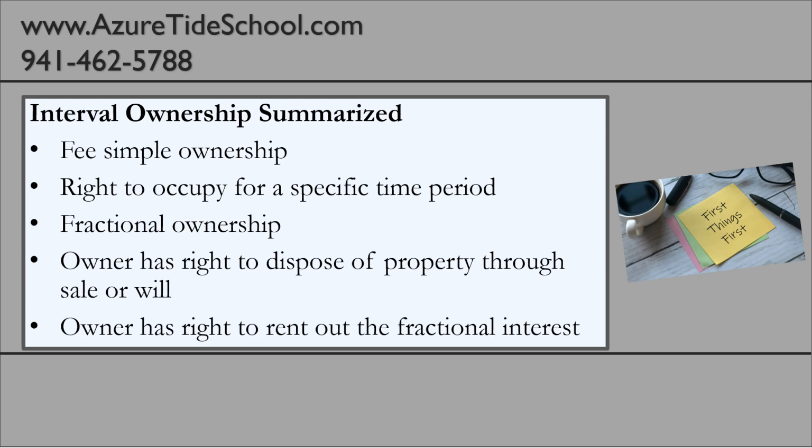Interval ownership summarized. It's a fee simple ownership with the right to occupy for a specific time period. It involves fractional ownership. The owner has the right to dispose of the property through the sale or will, and the owner has a right to rent out the fractional interest.